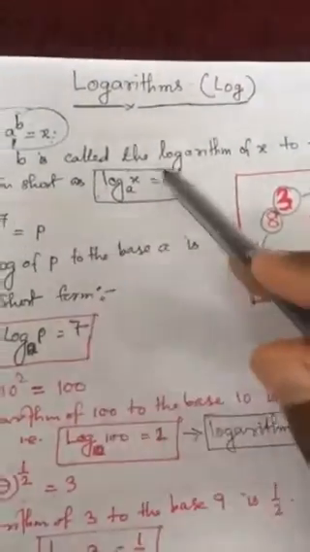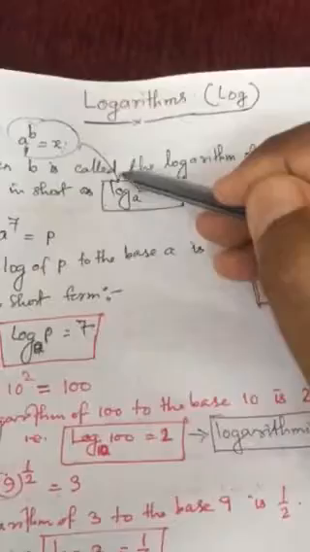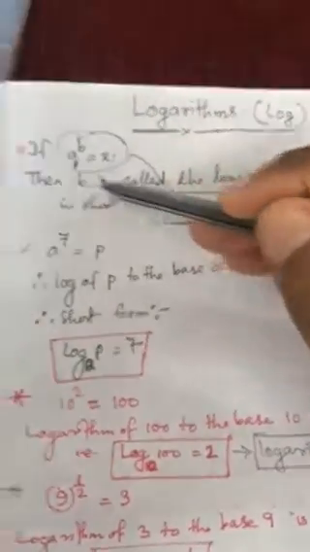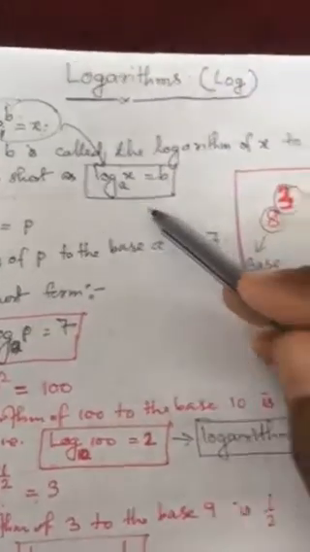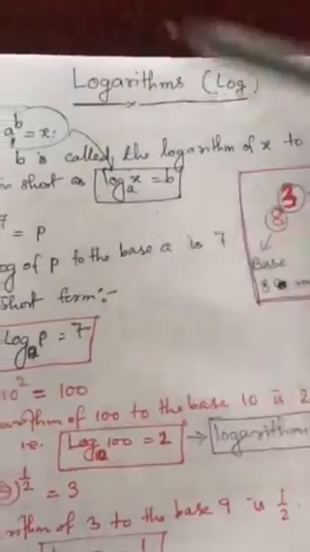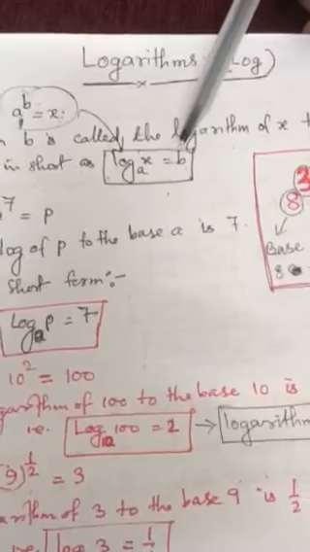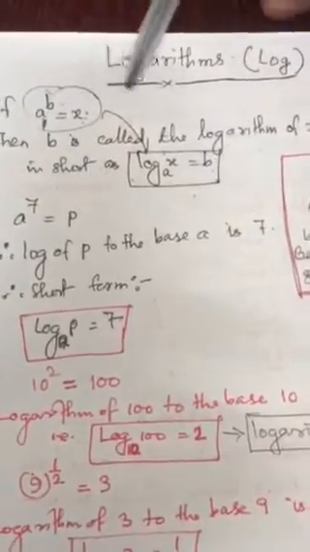This is how we write this type of form. This is called exponential or index notation. This is called logarithmic notation. Index notation is converted to logarithmic notation. You have to try to understand this.